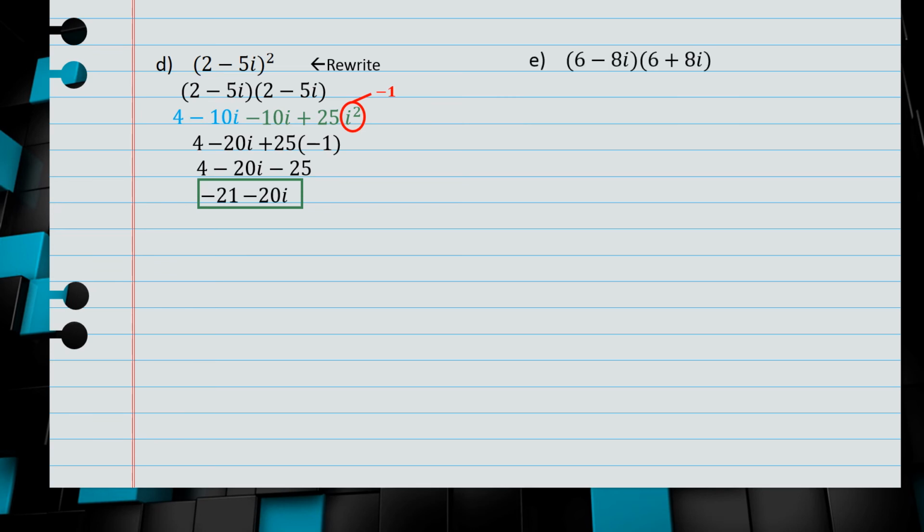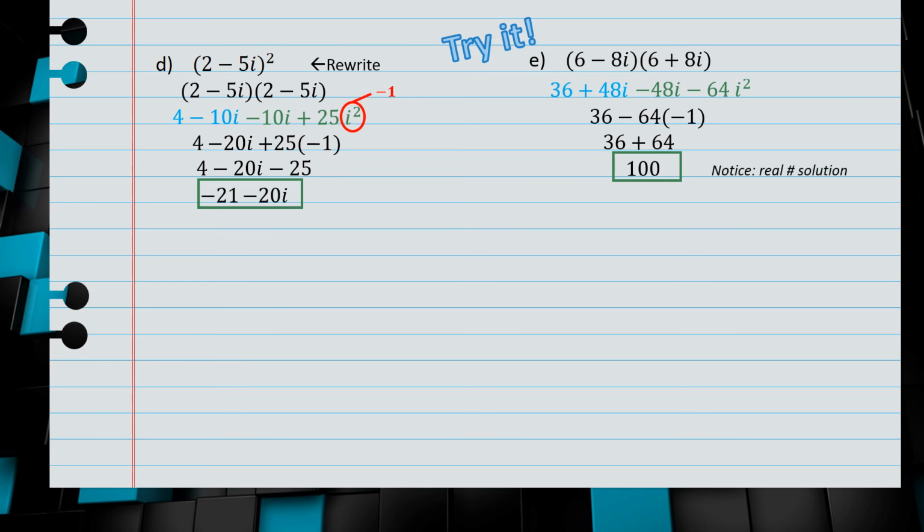For E, we have 6 minus 8i times 6 plus 8i. This is your try it problem. Let's see how you did. Hopefully you found the result to be 100. Now, notice there's something different about this result. This result was a real number. It wasn't complex, meaning it didn't have a real and an imaginary. This just had real. What do you think caused this to happen?